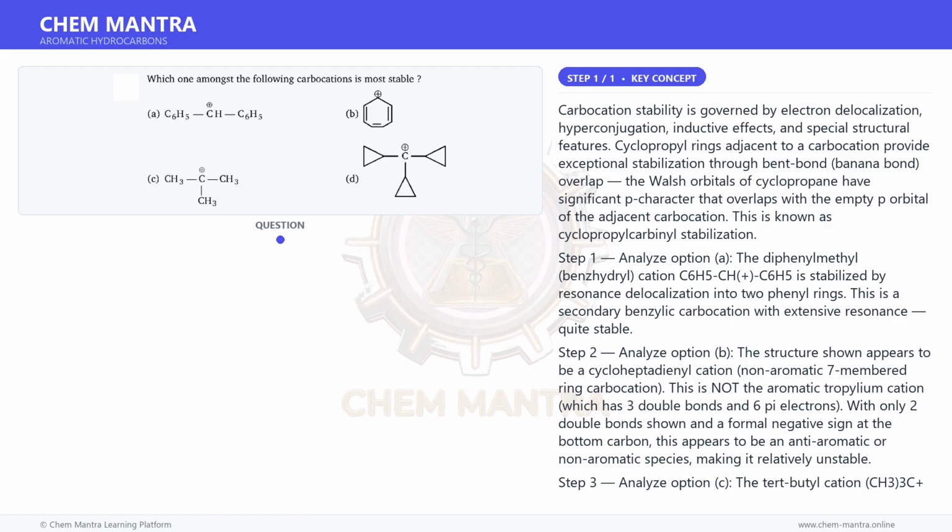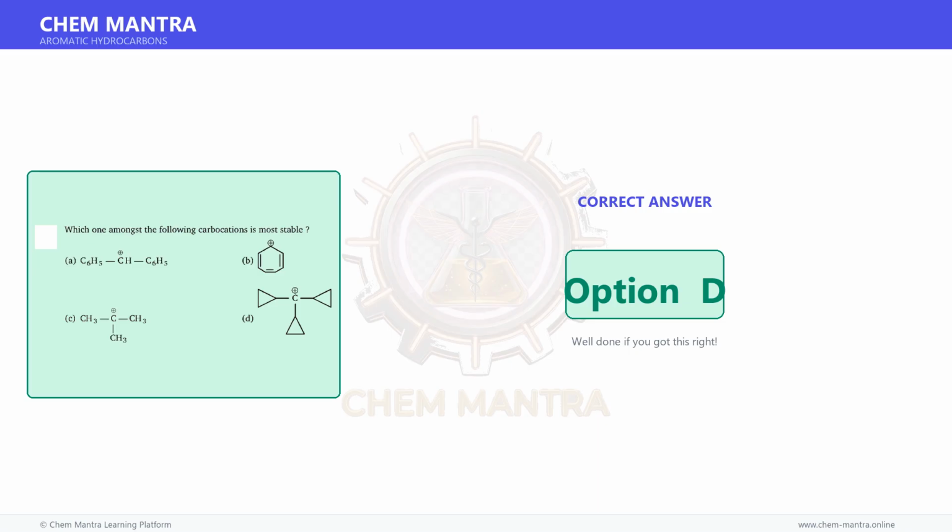Step 5. Comparison. Tricyclopropyl carbocation D. Diphenylmethyl cation A. Tert-butyl cation C. Cycloheptadienyl cation B. The tricyclopropyl carbocation benefits from 3 strong cyclopropyl carbinyl stabilizations simultaneously, making it the most stable among the given options. Therefore, the correct answer is D. Therefore, the correct answer is option D.